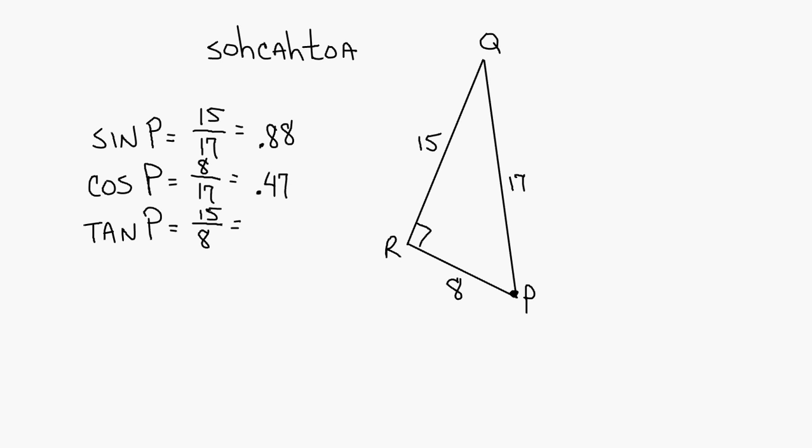Each of these angles, Q and P, is going to have an adjacent, an opposite, and a hypotenuse. Alright? So the one that's not the hypotenuse is the adjacent. And 15 divided by 8 is 1.88. So that's your sine, your cosine, and your tangent of angle P. Now I want you to do the same thing for angle Q. Write sine, cosine, tangent ratios, and decimal to the nearest hundredth for angle Q.